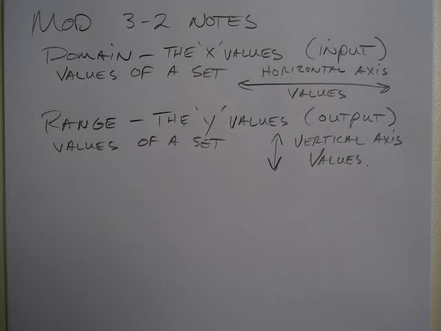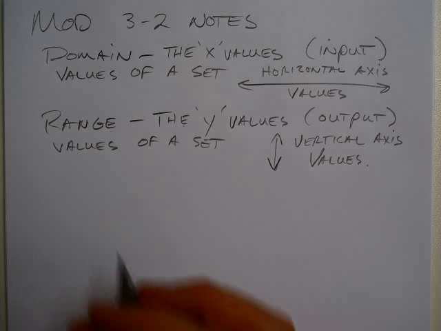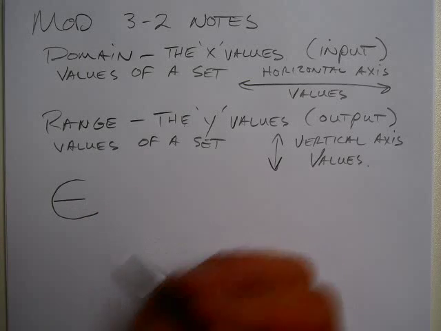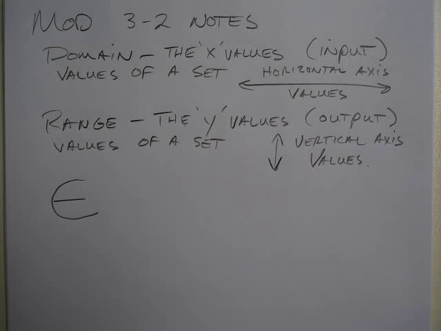So today we're going to learn the proper way to list these out and look at them. We need to learn a symbol. It's like an E that's sort of made like a C. It's called the element, or it's just element of.